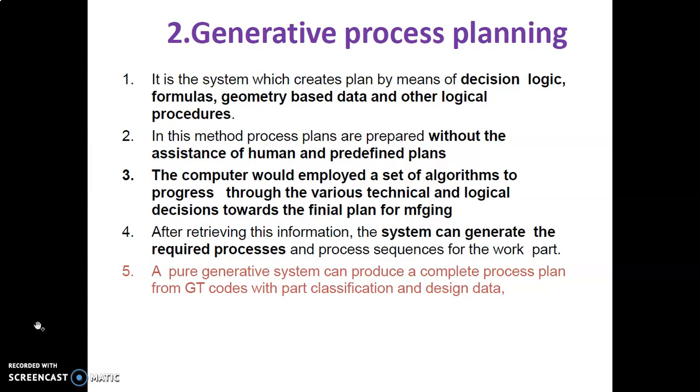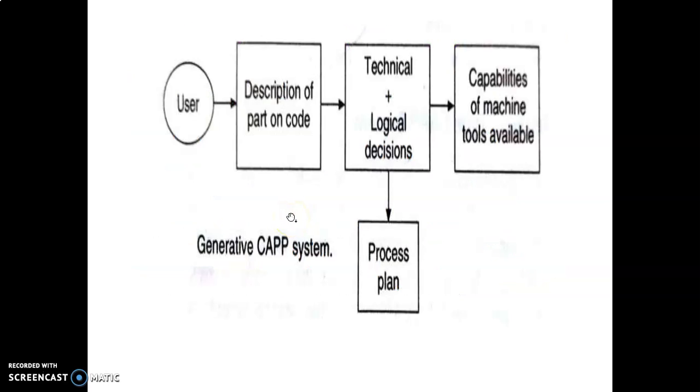We are using the whole computer system that has some algorithm and technical relationship, and we have prepared a software or program, and we give input to the program or any software. It will give you the complete solution about the process planning, and you will get the work part. You can see it is a schematic diagram. See here we have the user and the description of the part or code. It is sent to the technical and logical decision maker, and it will generate a process plan for your requirement.